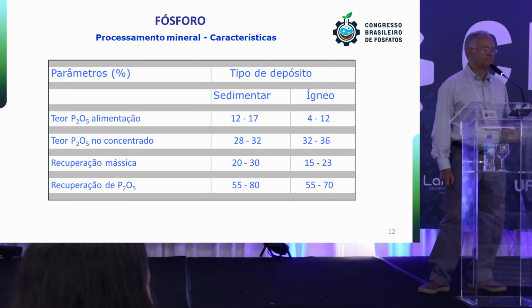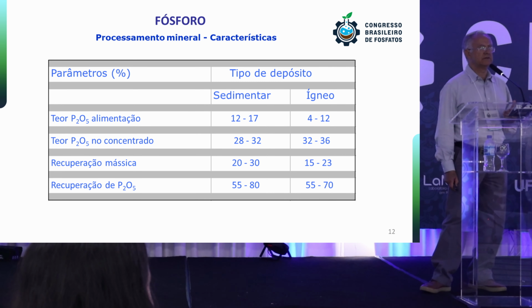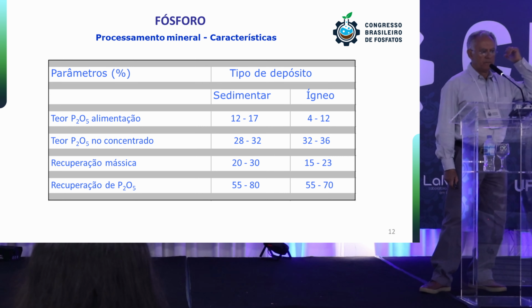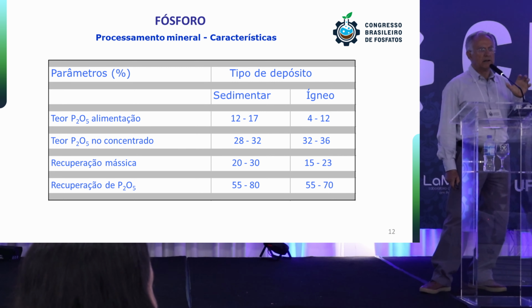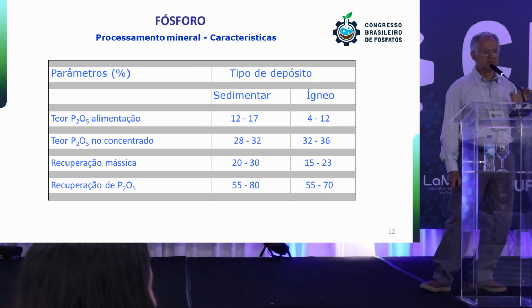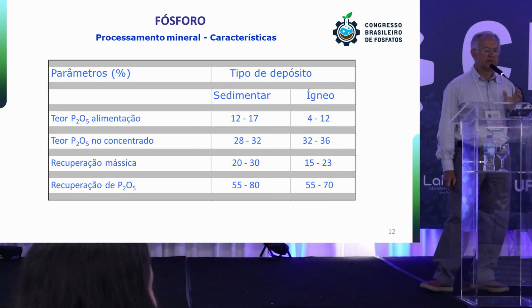We have kinds of deposits, with the content of the feed during the beneficiation. This is a range that goes from 12 to 17% for sedimentary rocks and 4 to 12 for igneous rock. 4 would be in Salitre or Carachi, and in Araxá and Catalão, they have up to 11 to 13%. The content of P2O5 in concentrate is 28 to 32 for sedimentary rocks and for igneous rocks, 32 to 36.